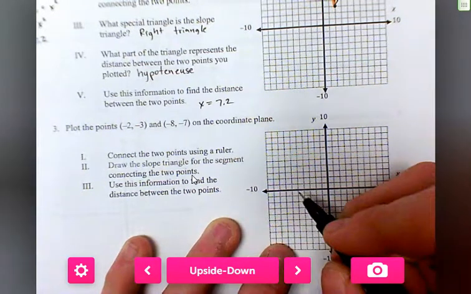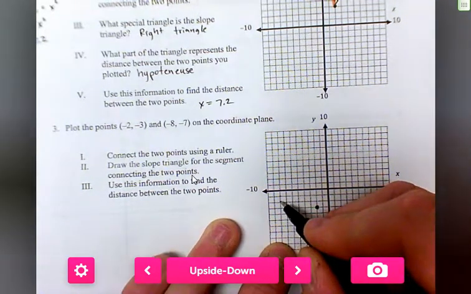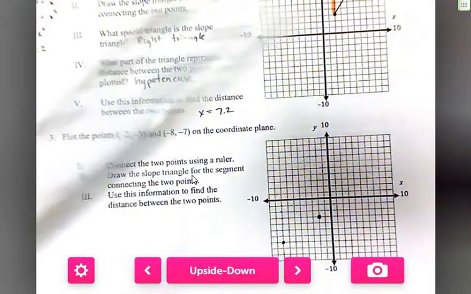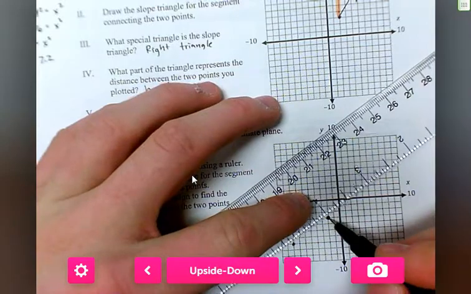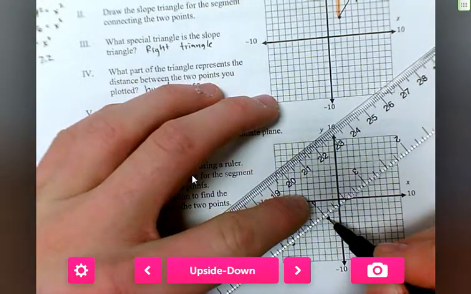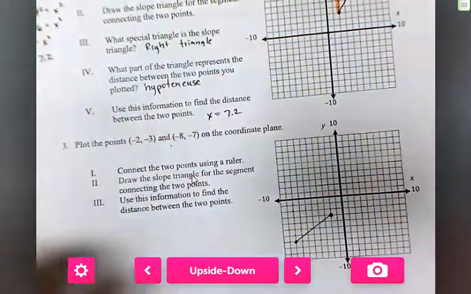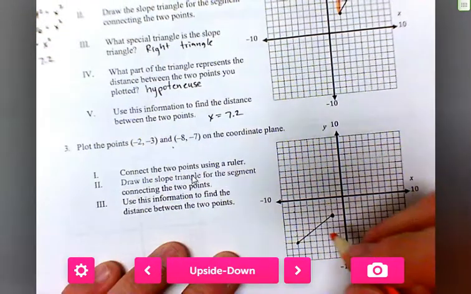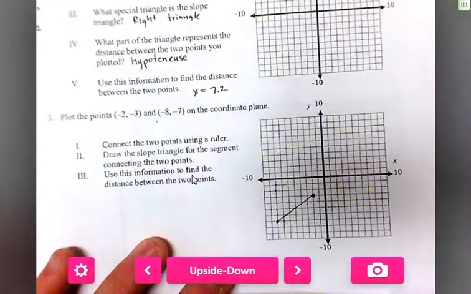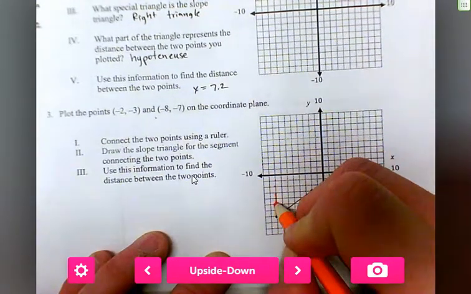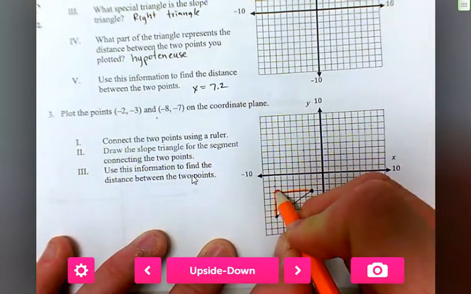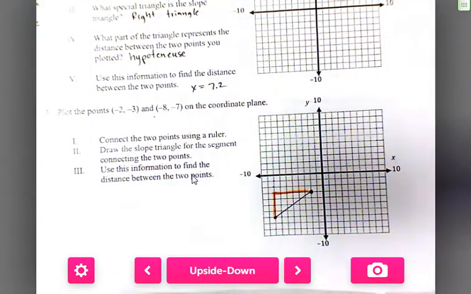We go 8 over and then negative 7 down. So 1, 2, 3, 4, 5, 6, 7 down. Okay, we're going to connect that line, connect those 2 points. Good. So we're going to make our right triangle again. Should look something like this. And now we're going to find the distance again.